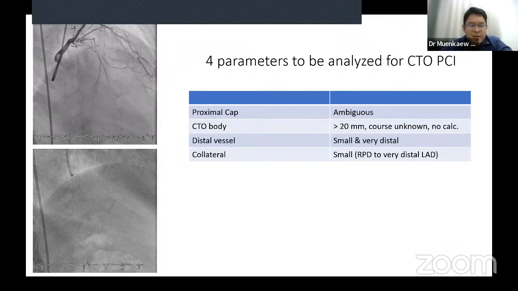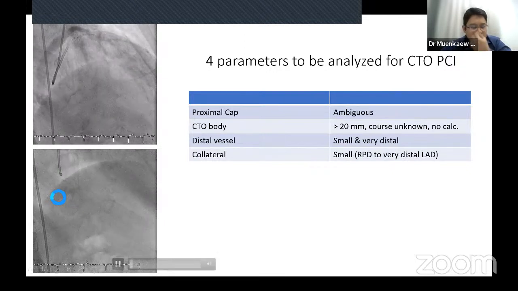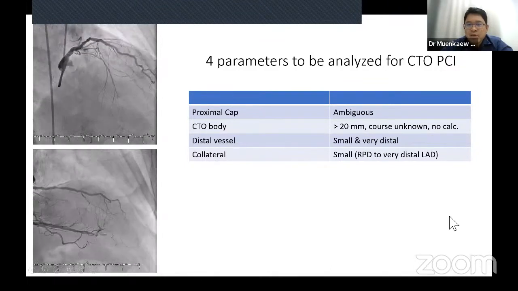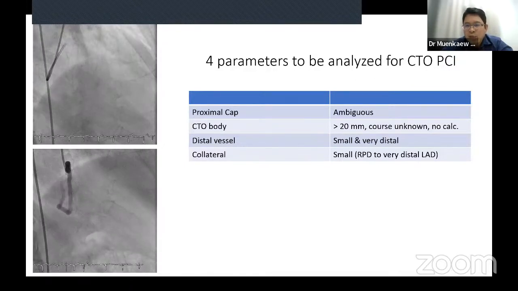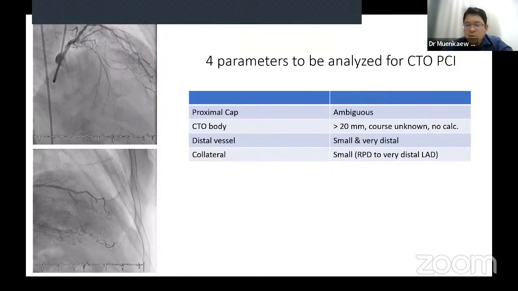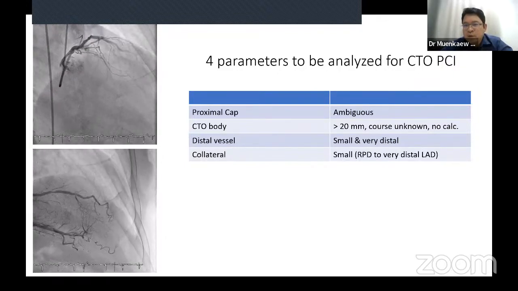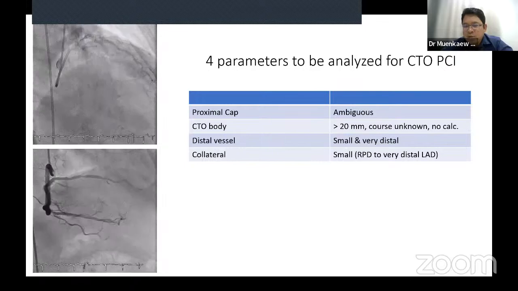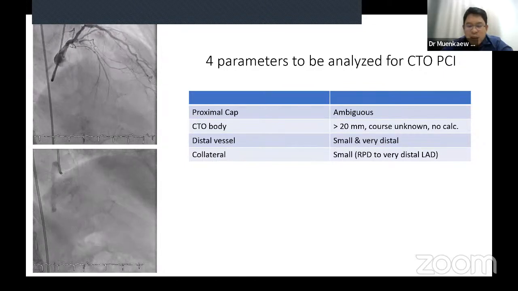Finally, this patient was sent to me, and I decided to do the retry. Before that, I analyzed the angiogram again. In this case, the proximal cap is ambiguous, and the CTO body is longer than 20 millimeters, the cause unknown, but no calcification. The distal vessel is small, at the very distal part of the LAD, and the collateral from the RCA to the apical part of the LAD is very small and uninterventional.